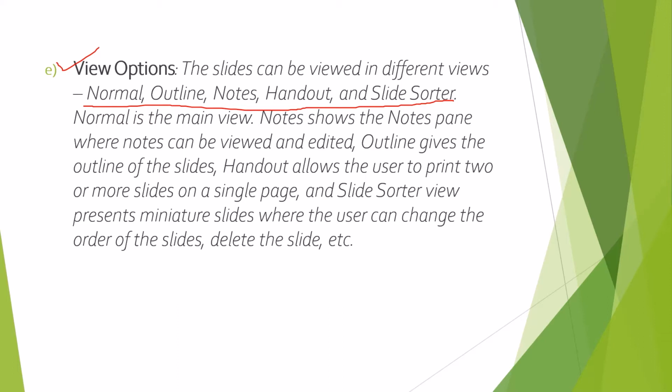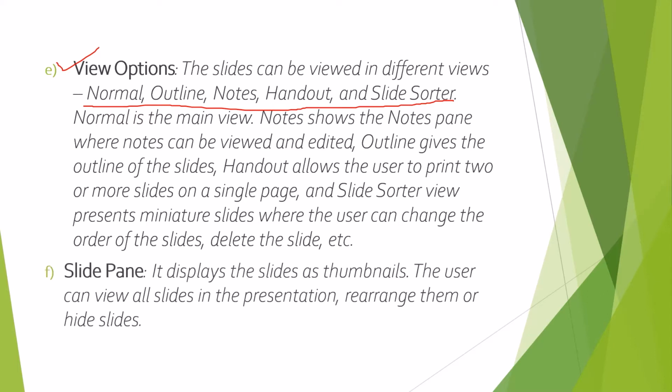Handout allows the user to print 2 or more slides on a single slide. And there is a view called slide sorter, and as its name suggests, we can sort the slides in this view. And the slides are viewed in form of miniature slides. Next is slide pane. It displays the slides as thumbnails. It is basically available on the left side generally, and it displays the slides as thumbnails. We can arrange or hide the slides here.